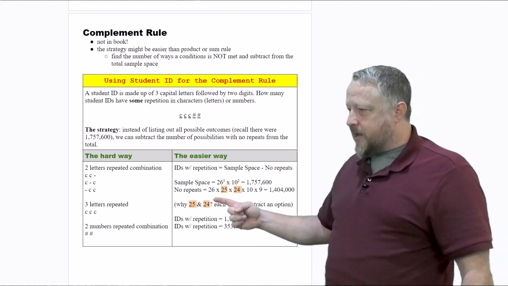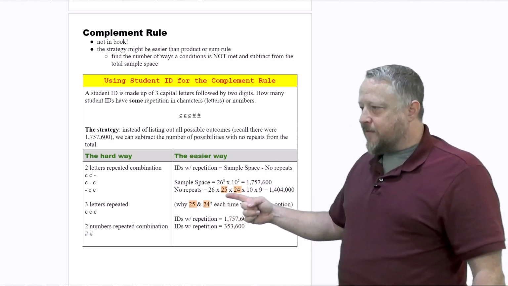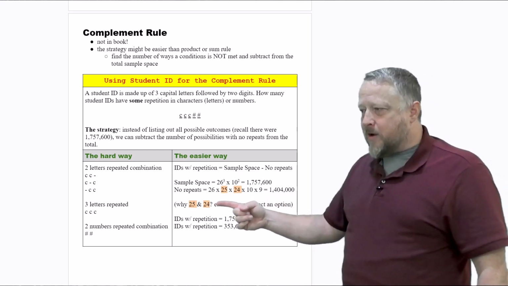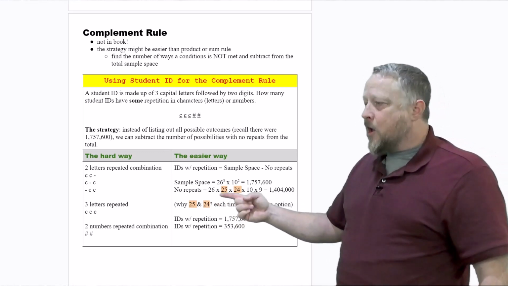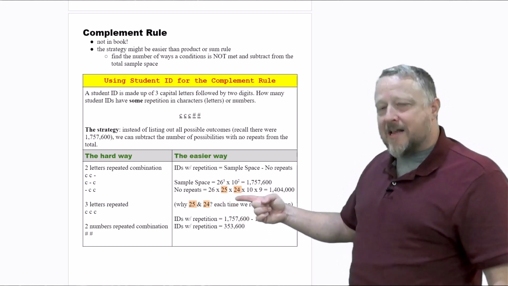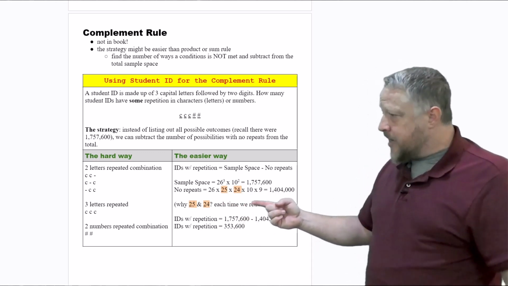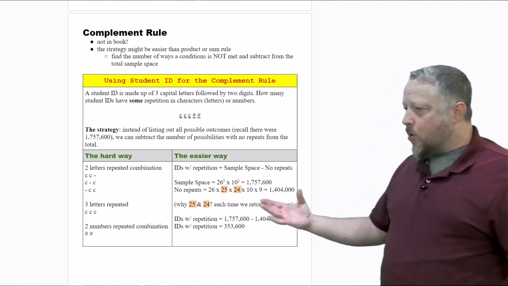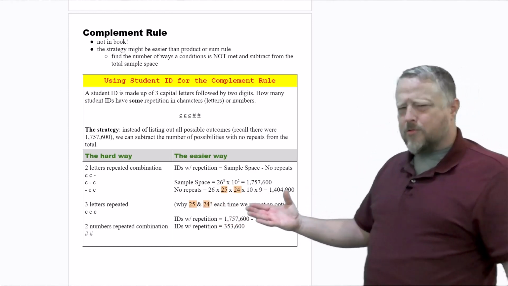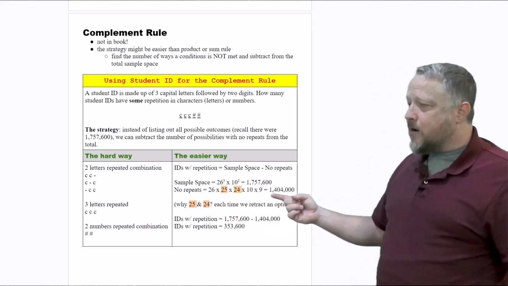No repeats, remember, means our options start going down. So we have 26 times 25 times 24, because each time I'm losing an option. I can't use the same letter over and over again, so the options that I'm given get less and less each time. And the same thing with digits: it's 10 times 9. If I put all of those items together, I have about 1.4 million.